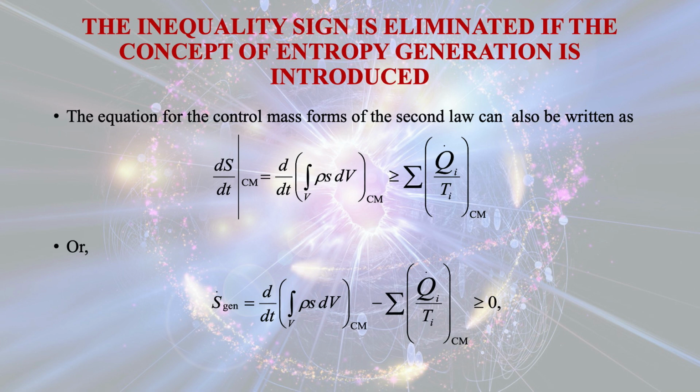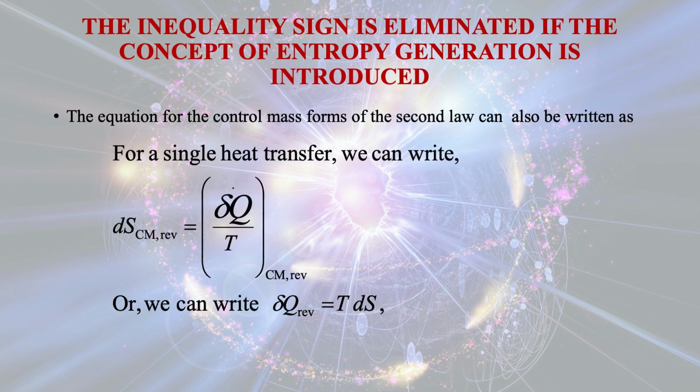So dS, that is the change in entropy for the control mass for a reversible process, is equal to the summation of delta Qi by Ti. So this is the case for the reversible process.